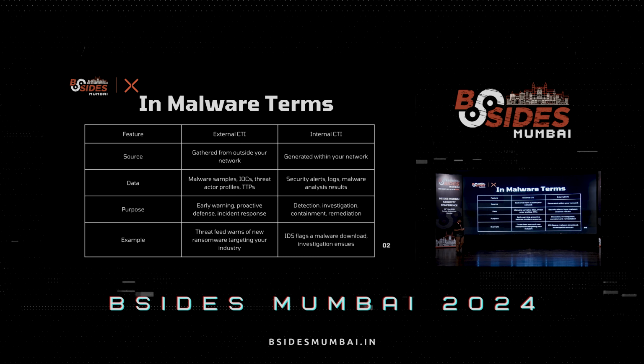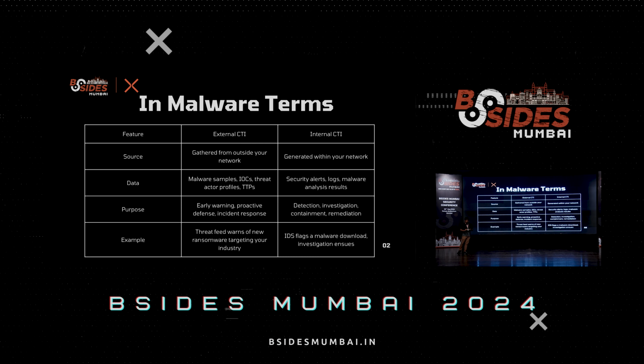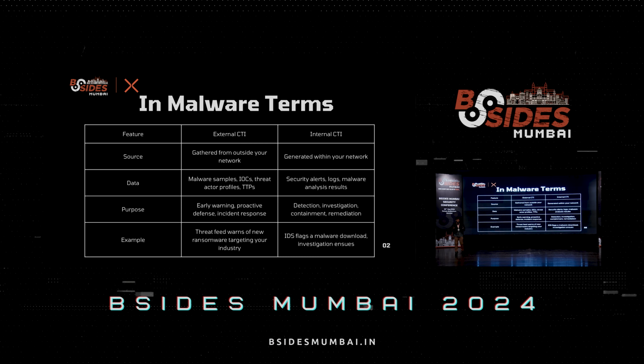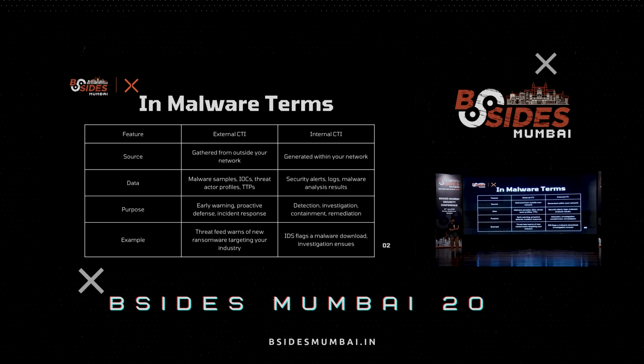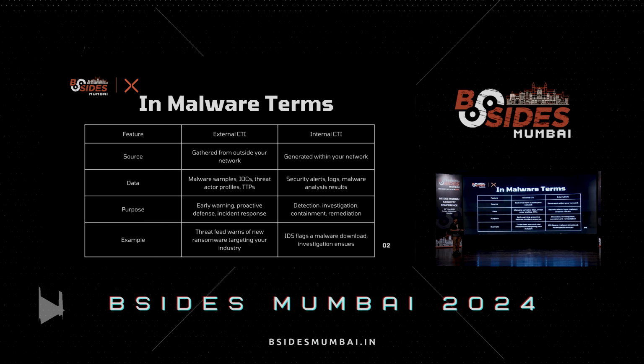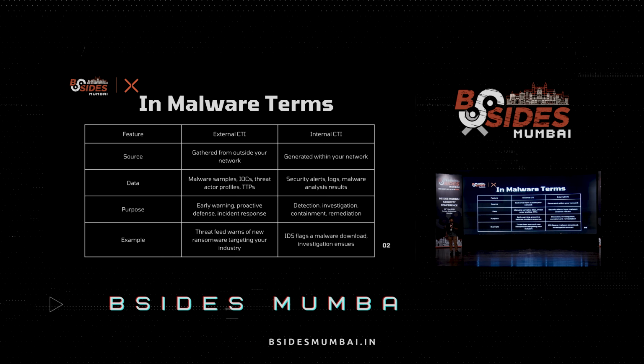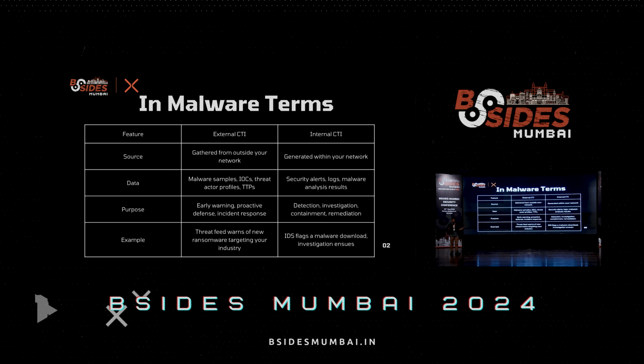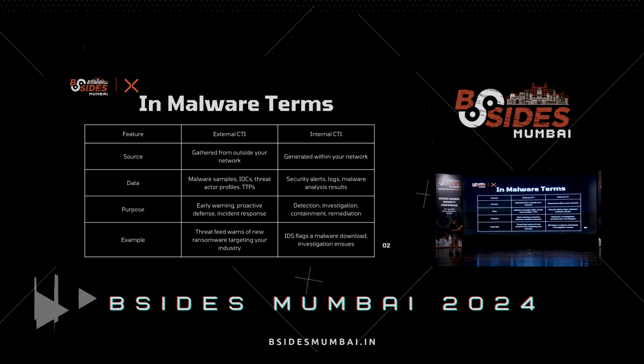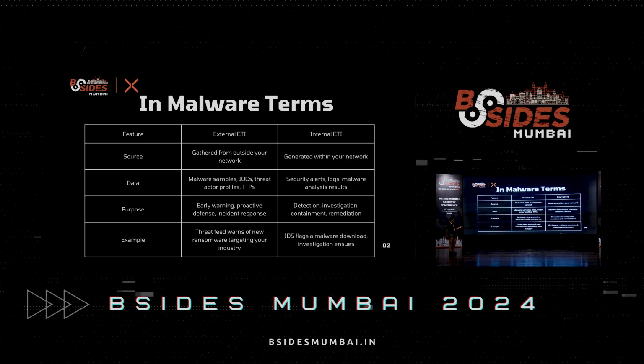Ransomware group last year, there was Clop ransomware. What Clop used to do was exploit a vulnerability called MoveIt. Once MoveIt got released, every single activity of theirs was tied back to MoveIt. So if you had MoveIt, you were vulnerable. And nearly 200 companies got compromised because of Clop. So external CTI helps you in those kinds of things.